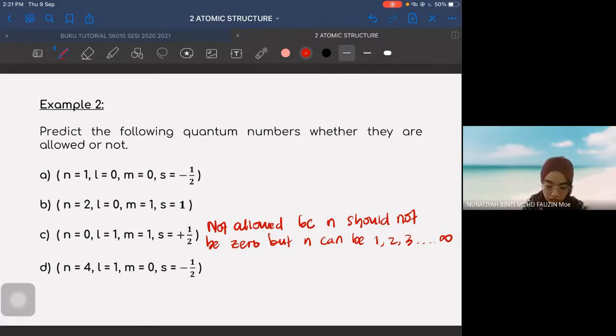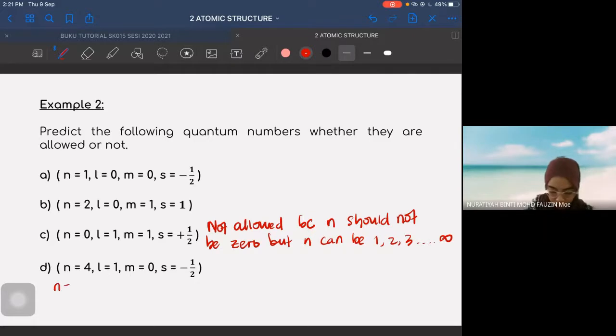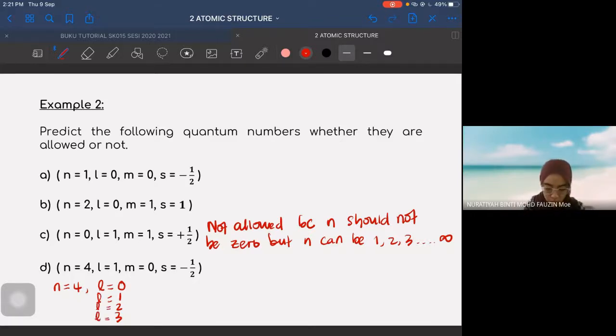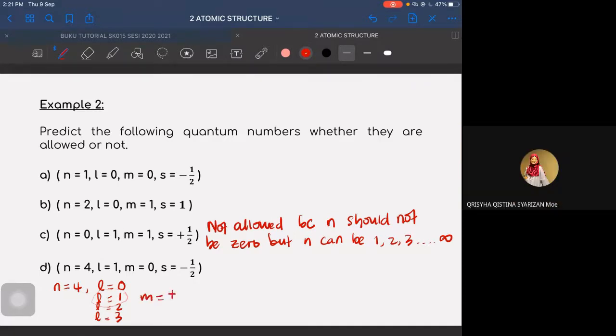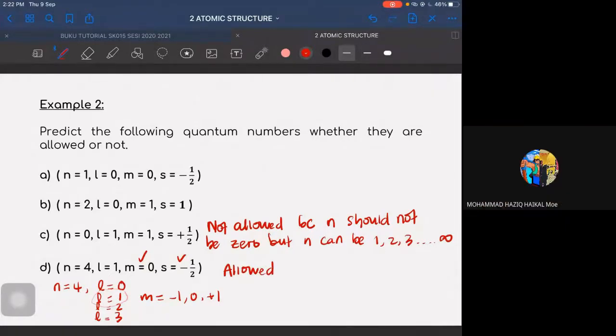D, when N is equals to 4, can your L be equal to 1? Yes. Okay. So maksudnya when N is equals to 4, your L can be equal to 0, 1, 2, 3. Yes, betul. Okay. So dia boleh ada 4 shape ni dalam awak punya 4 shell. Okay, so your M can equal to, since kita tengok L equals to 1, negative 1, 0, and plus 1. So that means this is allowed lah, M equals to 0. Your S equals to minus half, boleh? Boleh, okay. So this quantum number address is allowed. Alright, so bagitahu tu je lah.